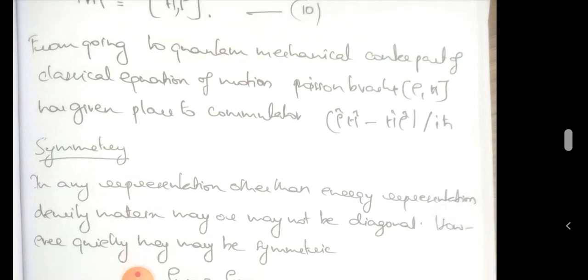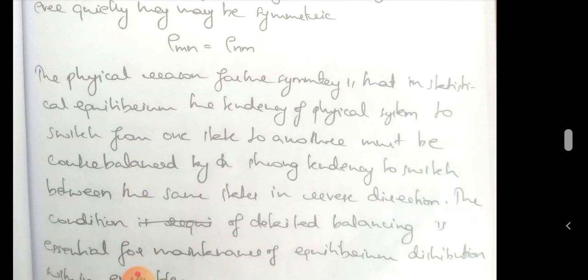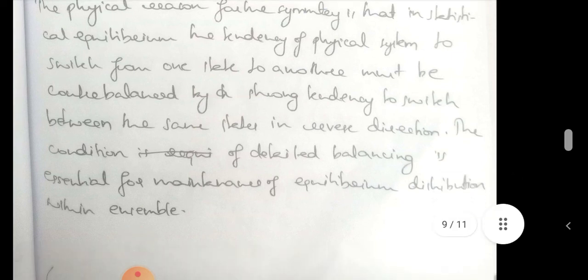Now symmetry. In any representation of the density matrix other than the energy representation, the density matrix may or may not be diagonal. However, it will always be symmetric, that is ρ_mn is always equal to ρ_nm. The physical reason for this symmetry is that in statistical equilibrium, the tendency of a physical system to switch from one state to another, that is from m to n, will always be balanced by an equally strong tendency to switch between the same states in the reverse direction. This condition of detailed balancing is essential for the maintenance of equilibrium distribution within the ensemble.